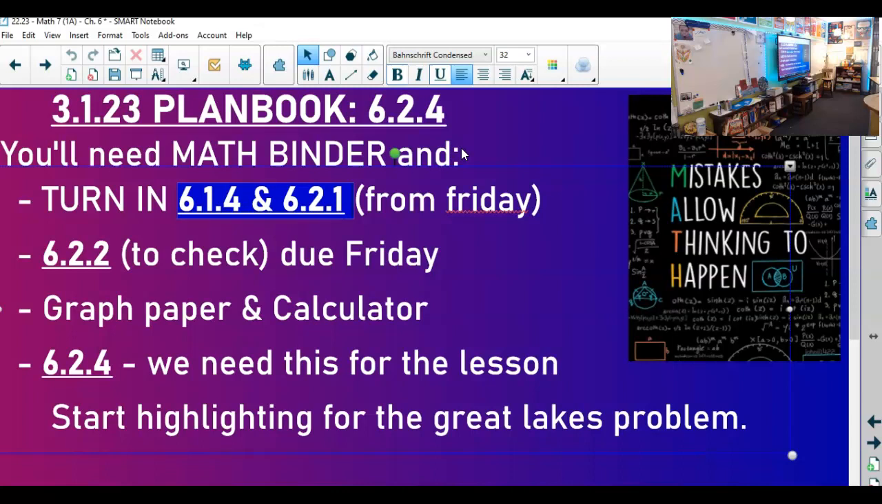Alright, so then go ahead and start looking at the first problem on 624. It talks about the Great Lakes. Start reading through that problem and highlighting what you think is important.